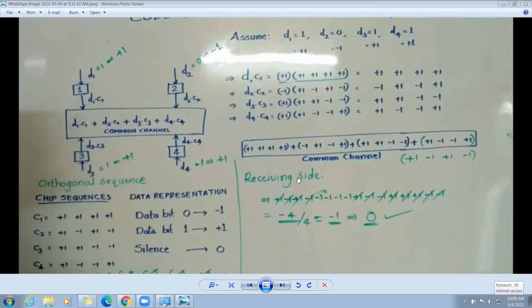Here I have taken the example of this sequence multiplied with C2. Multiplied with code 2, as a result I got -4. Since we used 4 stations, we need to divide it by 4. The result is -1. -1 means it is 0. Just do the same for other stations also. You can multiply with C1. If you multiply with C1, you will get the result 1. Okay.